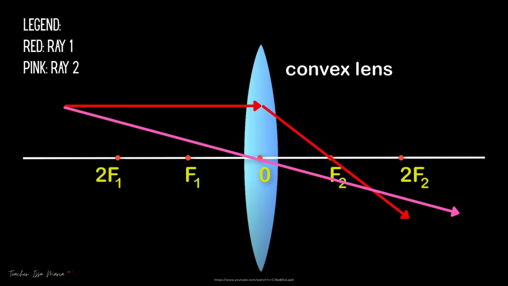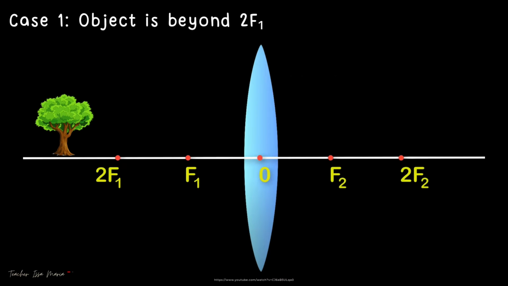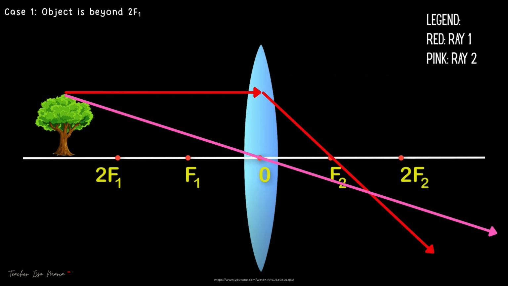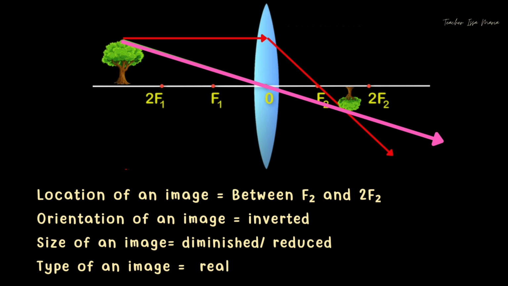Let's try an example. Let's say we place an object beyond 2F. First, draw ray 1, from the top of the object, parallel to the axis, then through the focal point. Next is to draw ray 2, from the top of the object, passing straight through the optical center. Where the two rays meet, that's your image. And in this case, the image is real, inverted, and smaller than the object.